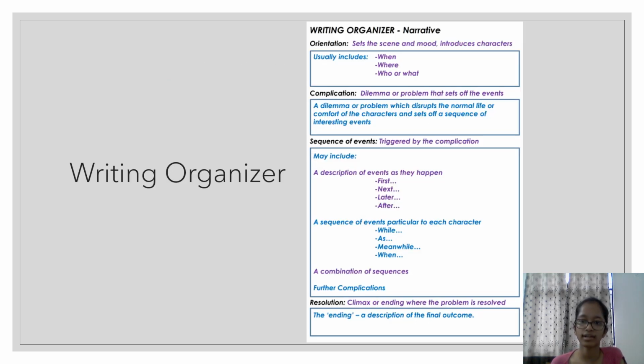Now here's a writing organizer for all of you. First of all, there is an orientation. It sets the scene and mood, and it introduces the characters. Then comes the complication. This is the dilemma or problem that sets off the events. Then the sequence of events. They are triggered by the complication. And finally, the resolution. So this is the climax or ending where the problem is resolved.